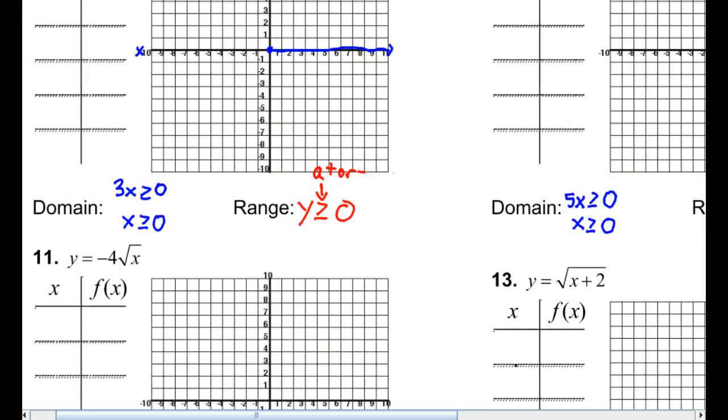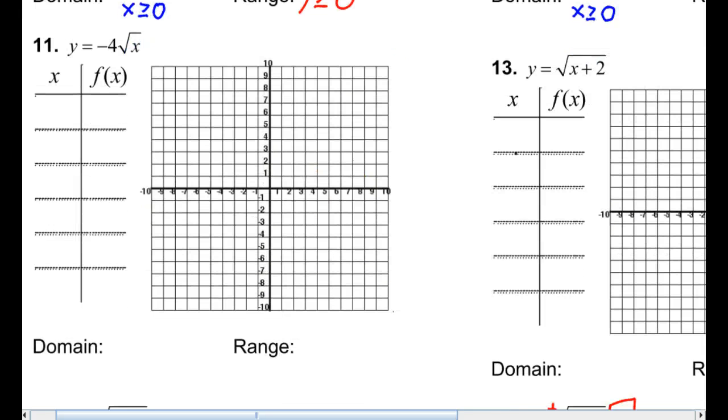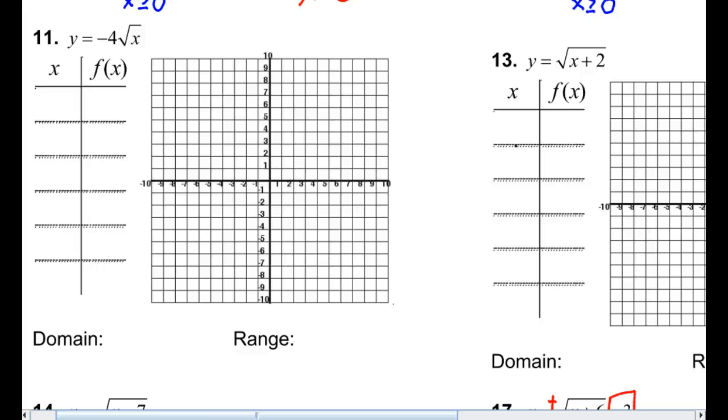Alright, let's look at one that actually has that. Here's a good one. So what's the range here? We know the number is 0, right? But is it greater than? That's less than because this is opening down. What's the domain? X greater than, yeah.